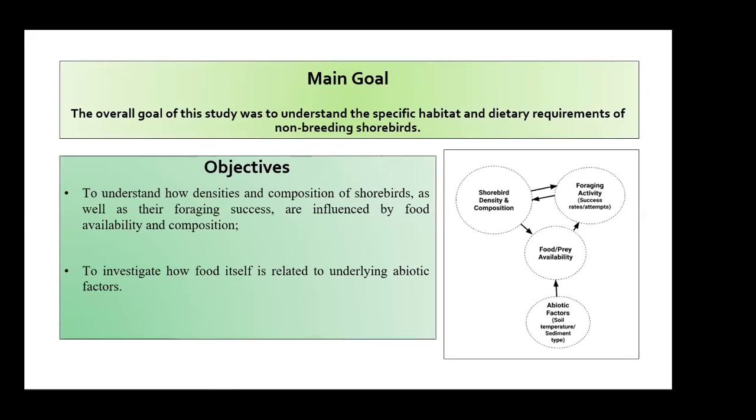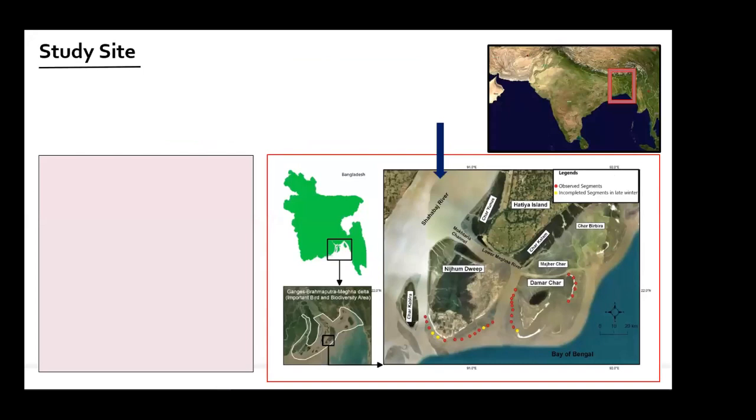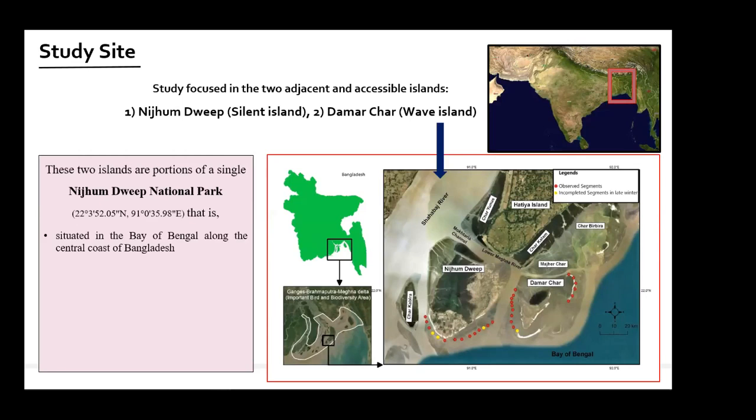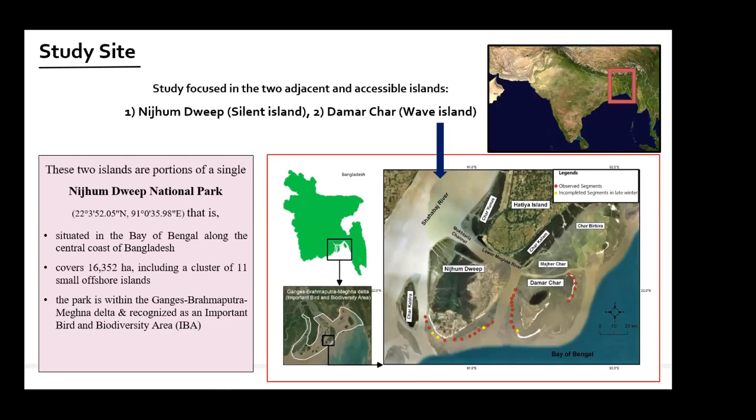Keeping in mind these goals and objectives, my study focused on two neighboring islands named Nijumdip and Domarchor. These are situated on the central coast of Bangladesh under a national park named Nijumdip National Park. This national park is situated in the Bay of Bengal along the central coast, and it includes a cluster of 11 small offshore islands. My study focused on two neighboring islands among these 11 offshore islands. This park is an important bird and biodiversity area and is also situated in the Ganges-Brahmaputra Delta belt.